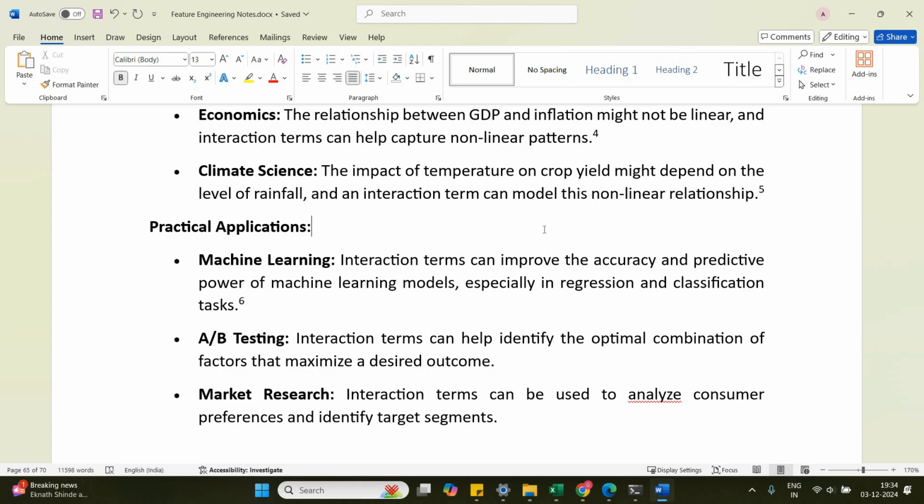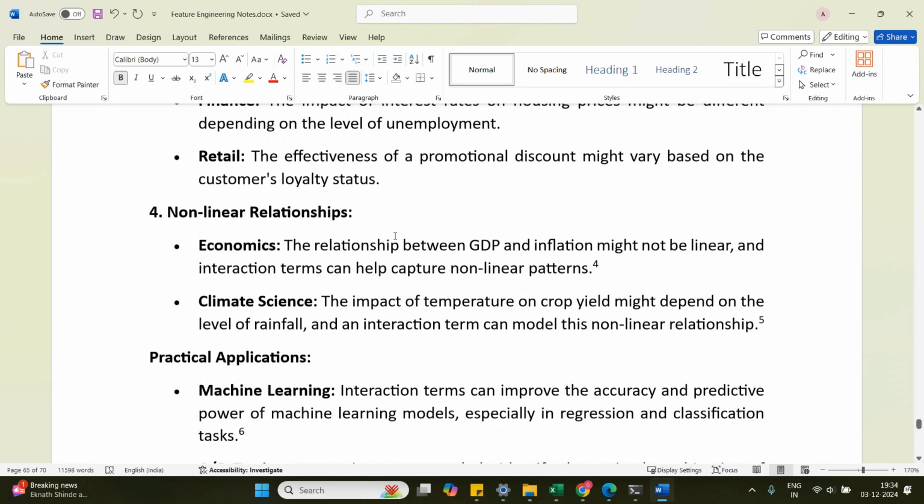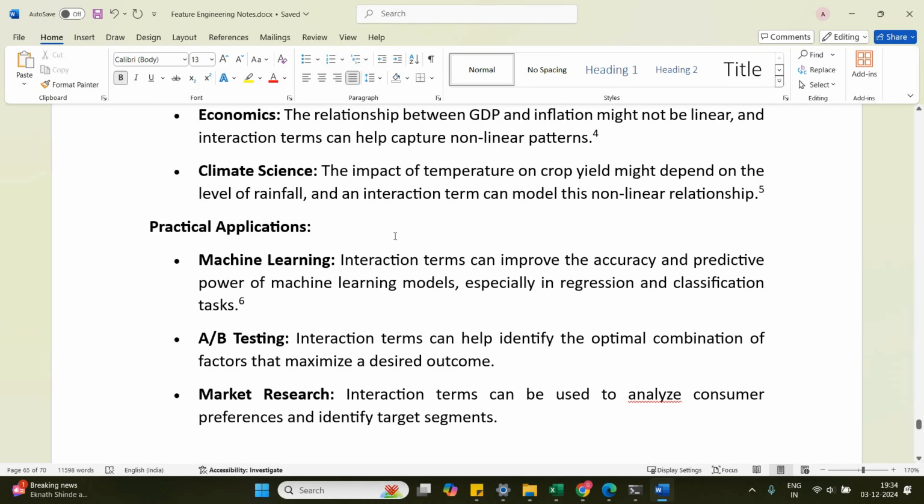But it may be when the temperature is higher but the rainfall is less, then your yield is not good. So in that case, when no linear relationship can be understood, this interaction term can capture a non-linear relationship between the two different features. Okay, so these are all the cases, right?